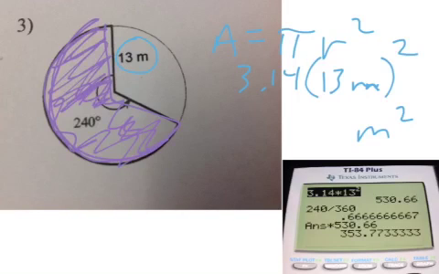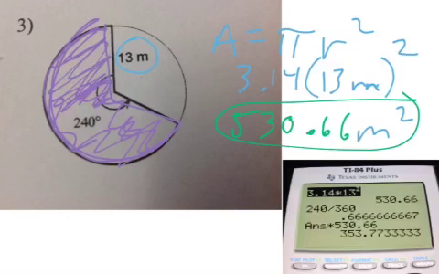Okay? So looking at our calculations, you see that 3.14, that represents pi, times 13 squared is 530.66 meters squared. So that is the area of the whole circle, right? But do we want the size of the whole circle? No. All we want is the area of that sector. And isn't the sector 240 degrees out of 360 degrees?